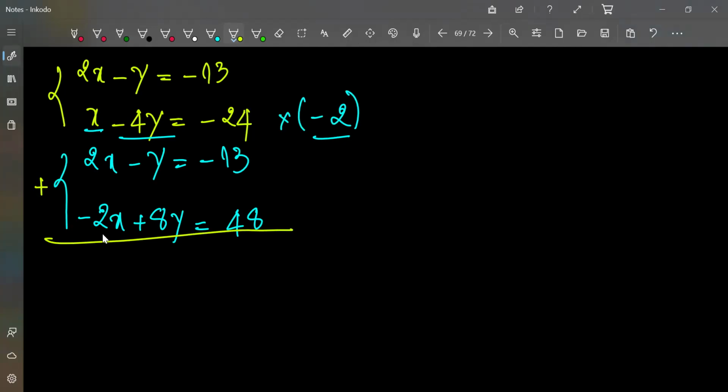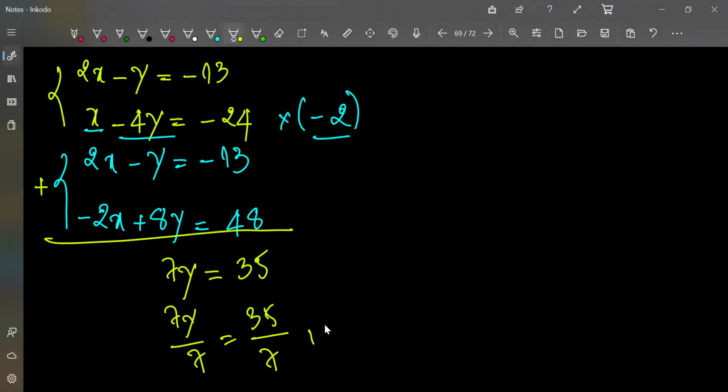So 2x minus 2x equals 0. Negative y plus 8y is 7y. Negative 13 plus 48 is equal to 35. So let's divide both sides by 7. Now y is equal to 5.